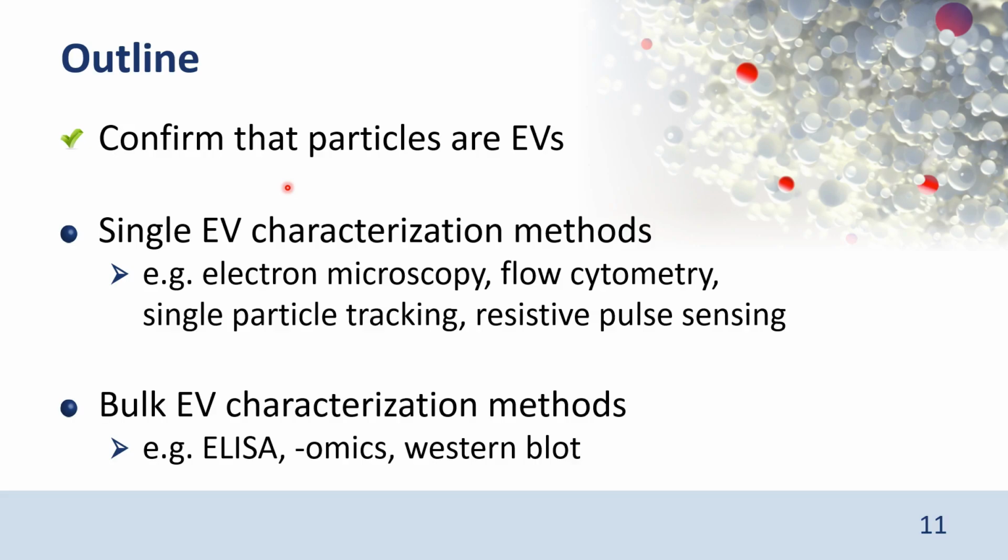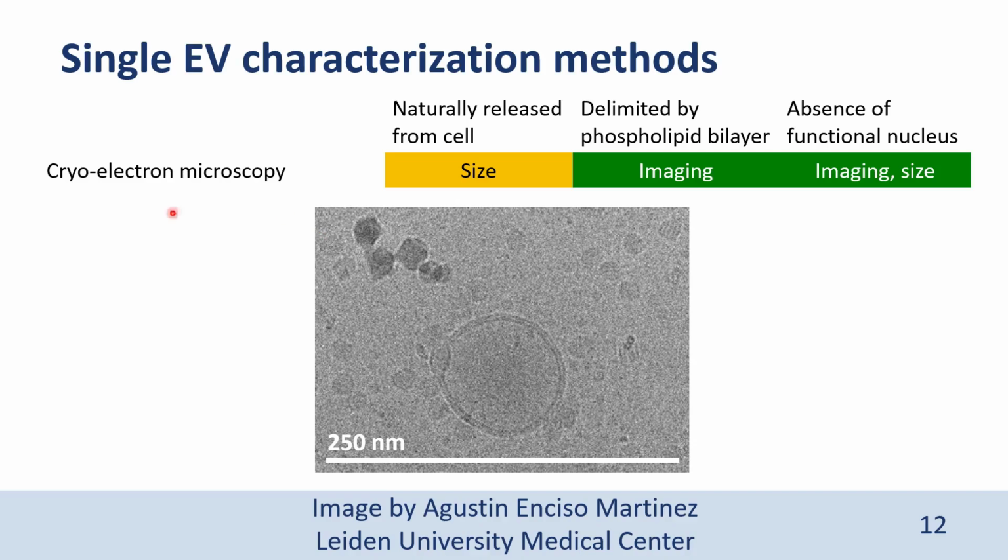Now, with all that knowledge in mind, let's see how we can project this to single EV characterization methods, such as electron microscopy, flow cytometry, nanoparticle tracking, or resistive pulse sensing. So here, let's start with cryo-electron microscopy. We have to confirm that we are dealing with particles naturally released from cells, delimited by a phospholipid bilayer, and absence of a functional nucleus.